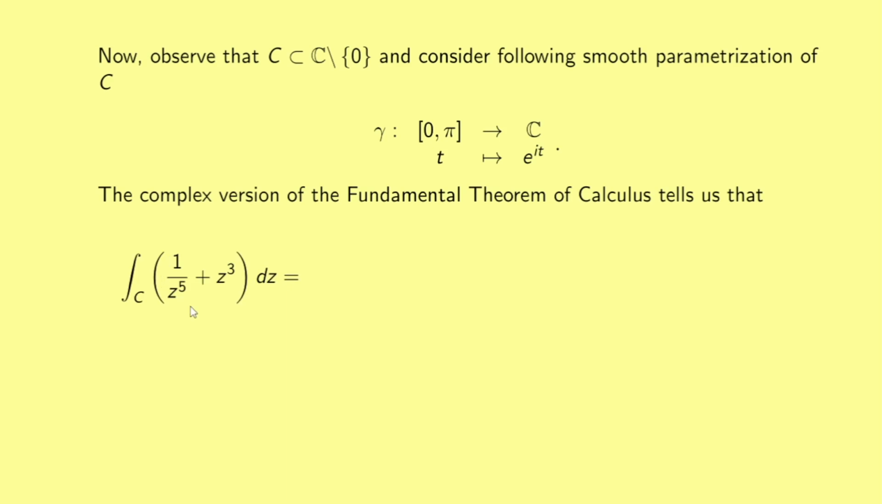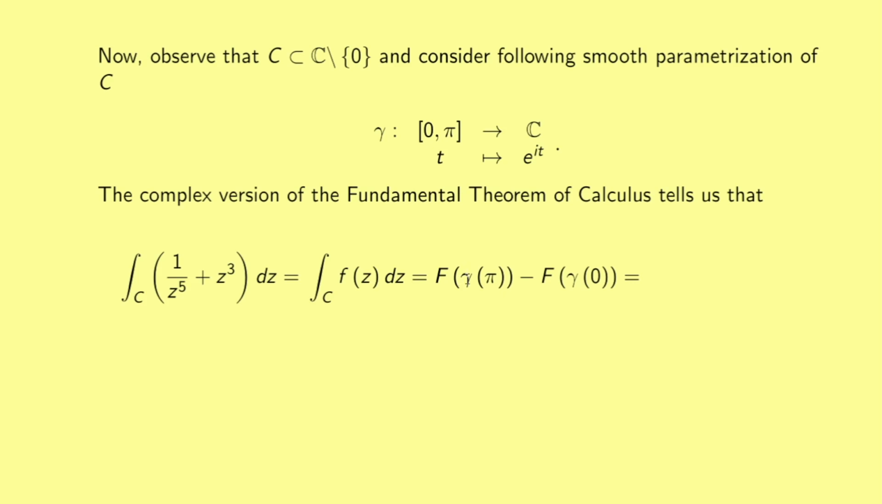So the integral we want is this. This is what I call f, so it's the integral of f over C. But the fundamental theorem of calculus in this complex version tells us that as long as we manage to find a primitive of f, all we need to do is find the difference of this big F at the starting and ending points of the curve.